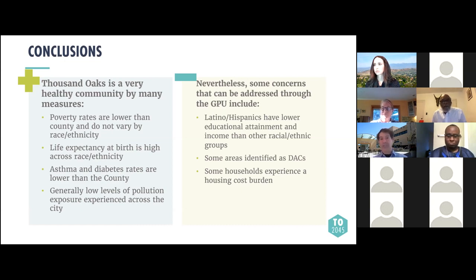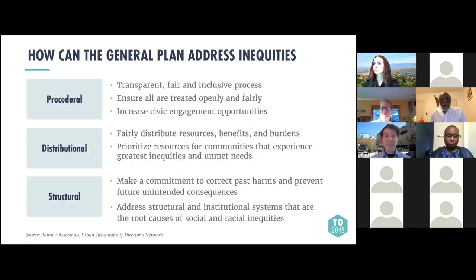What we did see is that the Latino Hispanic population has lower educational attainment and lower income than other racial and ethnic groups. There are pollution burdens going on in the city, and there are areas identified as disadvantaged communities. In particular, some households are experiencing a housing cost burden. And so that leads us to the question of how the general plan can address these inequities.